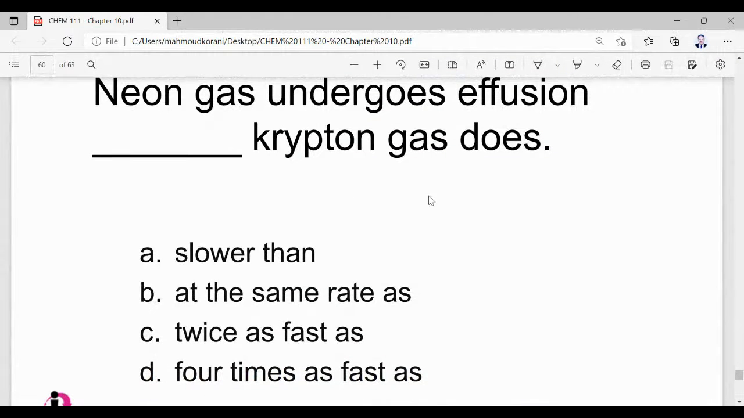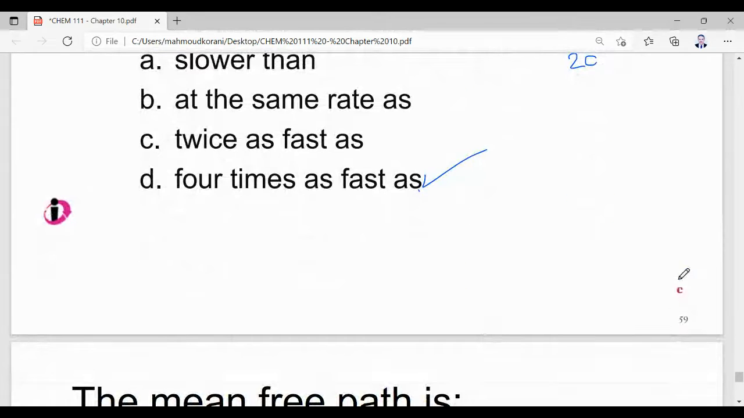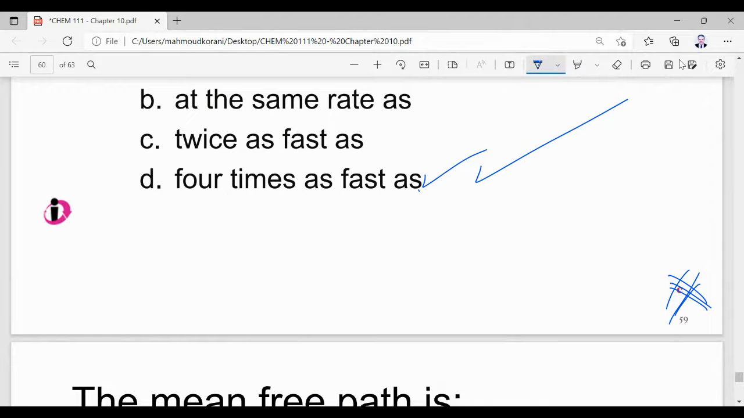The molar mass of neon is 20. And krypton is 83 or 84, molar mass. So 84 divided by 20, and the right one is this one. This one was solved wrong. D, four times faster, is the right one.